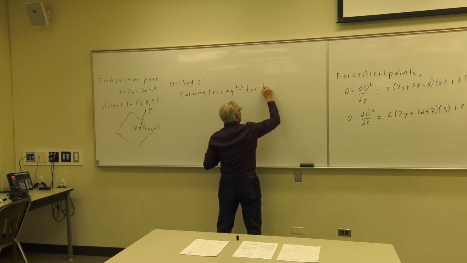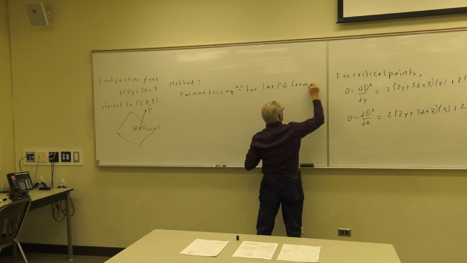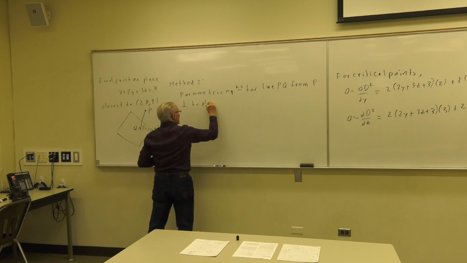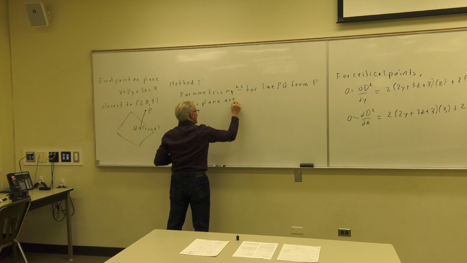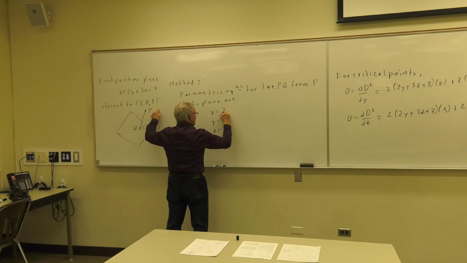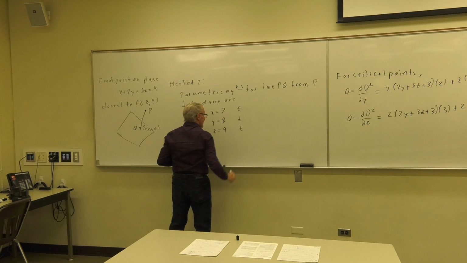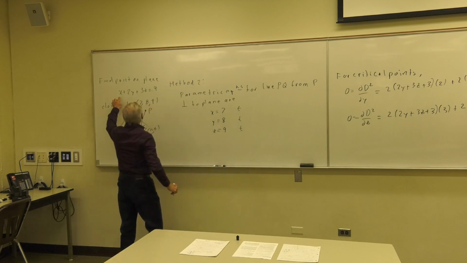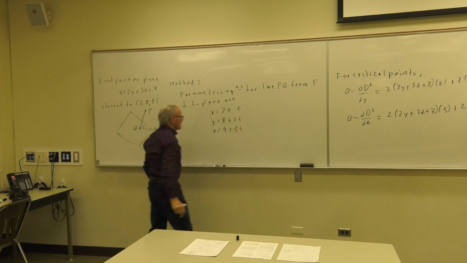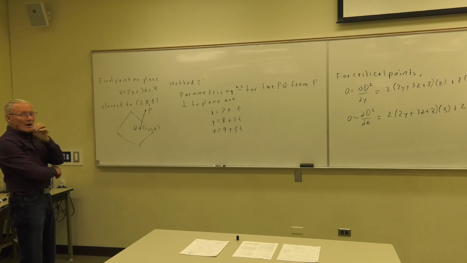For line PQ from P, perpendicular to plane, R, x equal, y equal, z equal. X equal 7, y 8, z 9, plus t, t, t. In front of the t, put the 1, the 2, and the 3. 1, 2, and a 3. Those are parametric equations for that line.